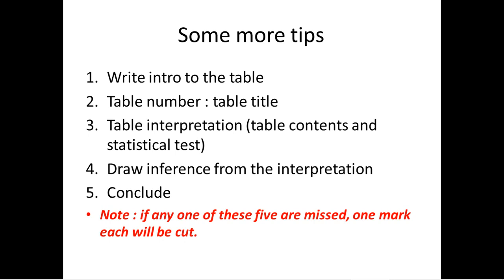Then conclude it. So you say finally what you have understood from this table. That's called the conclusion. So note that it's a 5 mark assignment. If all these five things are clearly done, you will get 5 full marks. If any one of these is missing, you would lose 1 mark per missing element.